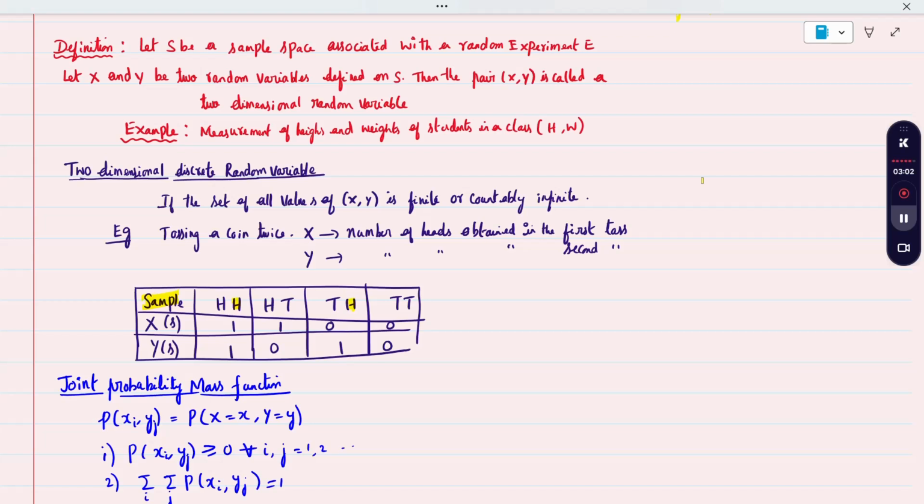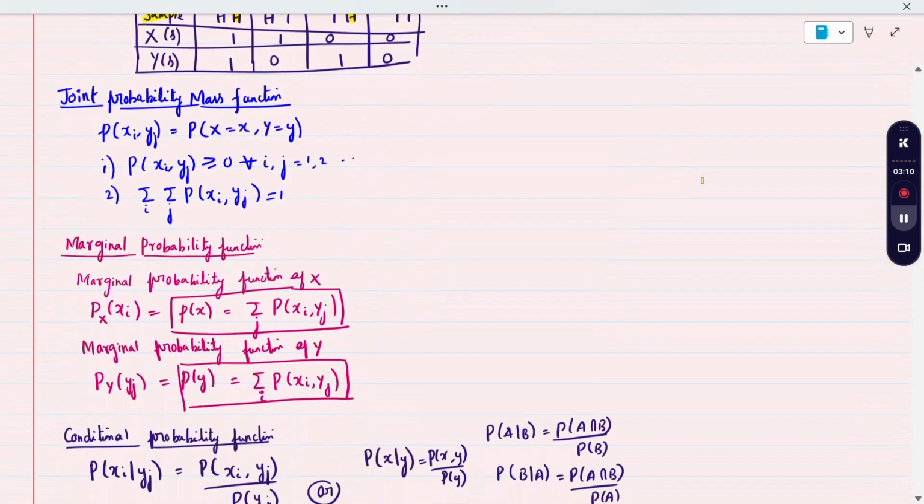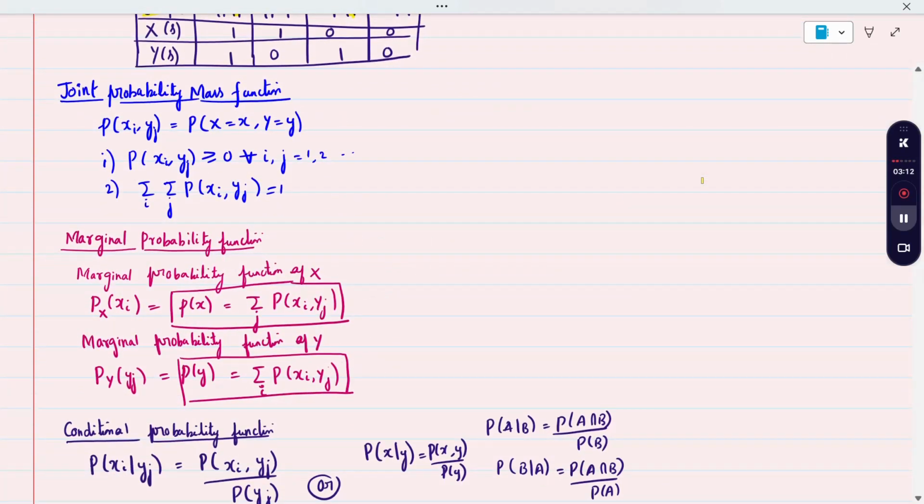In this there are three topics: joint probability mass function, marginal probability function, and conditional probability function. Three topics we have to know for each of discrete and continuous. Joint probability mass function means how we write both together. We write it as probability of X comma Y. It is called a joint probability mass function.